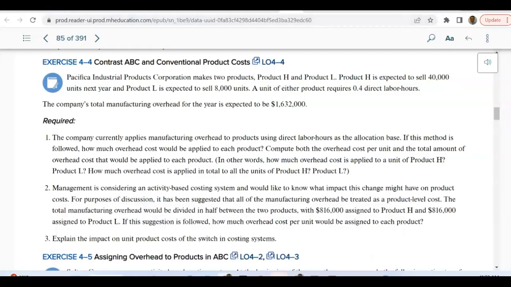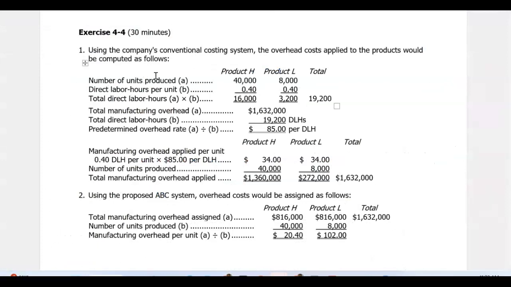Okay, so here we go. The number of units produced is 40,000 units and 8,000 units. Direct labor per unit is 0.4 hour and 0.4. So for 40,000 units times 0.4, we need 16,000 direct labor hours for H and 3,200 direct labor hours for L. Combined, that is 19,200 direct labor hours.